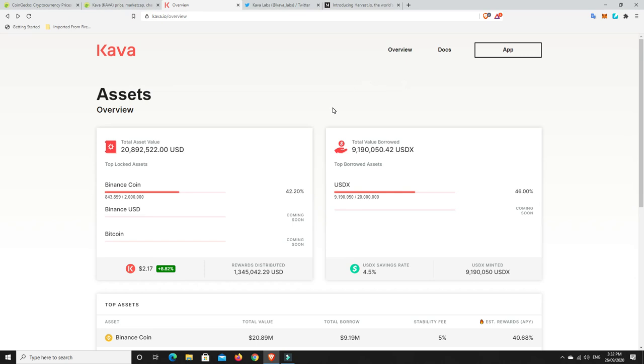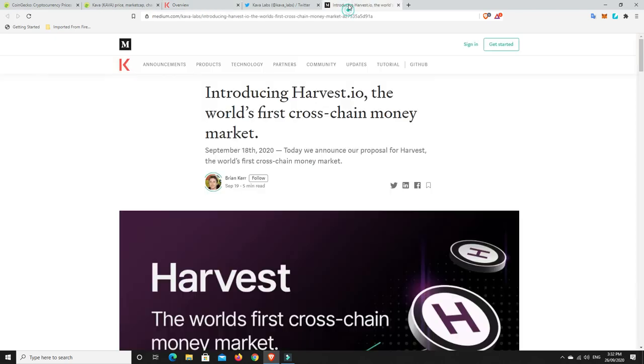I'm a fan. Again, I got in ages ago. They were my second best performer until this big sort of crash. Now they have sort of slipped down. The performance hasn't been as bad, but I'm still in the green with them, which is good. I haven't actually lost money like I have with some of my others currently. So that's a bit of an overview of Kava, and particularly the Harvest that's coming up.